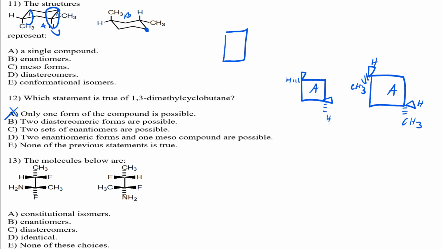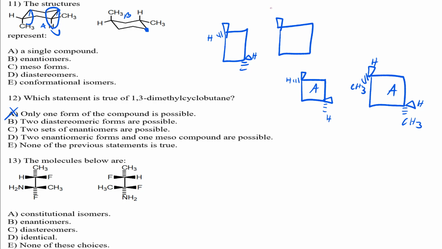What about B? Well, B, you're doing a diastereomer. A diastereomer is when one is upwards and the other is downwards. So for instance, we have a methyl group that's going upwards, then we're going to have a methyl group going downwards. The upward methyl group is a wedge, and the downward methyl group is a hash. That's a diastereomer.